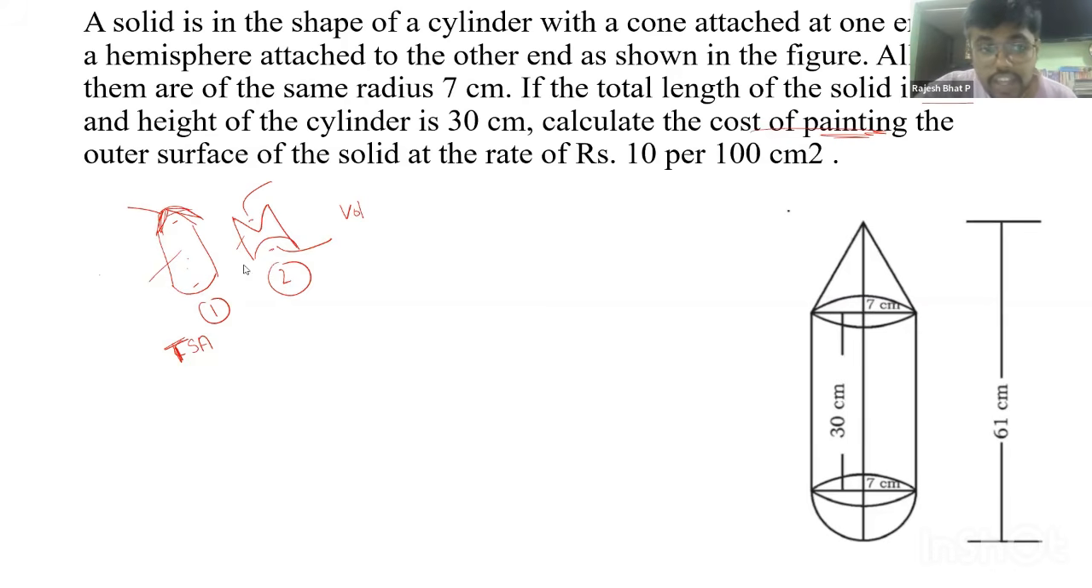Now, what is the formula for the second shape? Many of them will get confused here. They will say it is CSA of cylinder minus CSA of cone minus CSA of hemisphere.